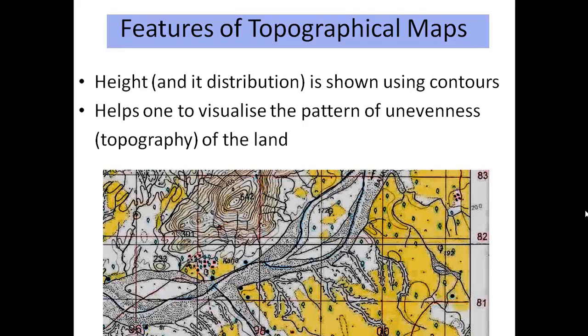Height. Height can be determined on a topographical map using contour lines. As you can see on this topographical map, the contour lines are drawn in brown color. This represents a small hill. It helps one to visualize the pattern of unevenness of the relief and the topography of the place.